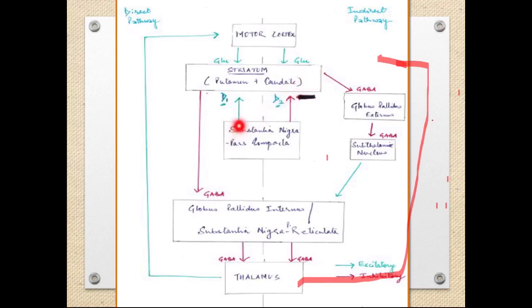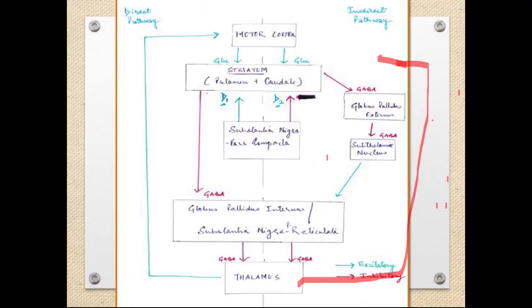So if this dopamine released from the substantia nigra pars compacta neurons is acting on the D1 receptor in the striatum, what does it do? It excites the excitatory pathway. And if it acts via D2, that is the inhibitory output, it will inhibit the inhibitory pathway, right.